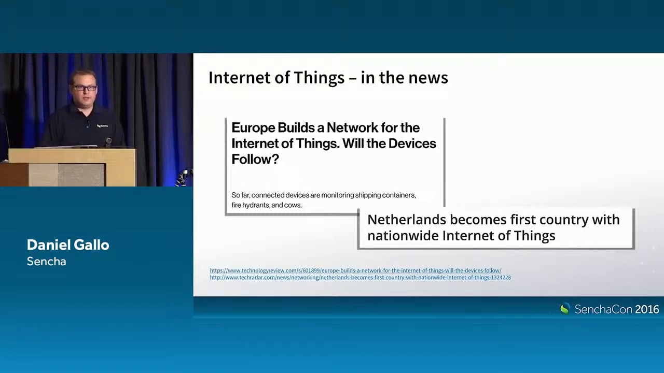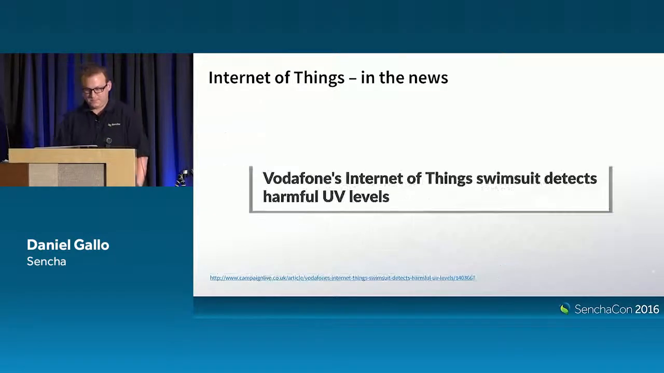And IoT has been in the news a lot. In Europe, they're building cities that are internet-enabled, so they have devices that are monitoring shipping containers, fire hydrants, and even cows, believe it or not. And Vodafone's venturing into IoT. They developed a POC swimsuit that, when you stay in the sun too long, based on the UV level that's detected by the sensor inside of the swimsuit, warns you on your mobile phone about harmful UV levels.